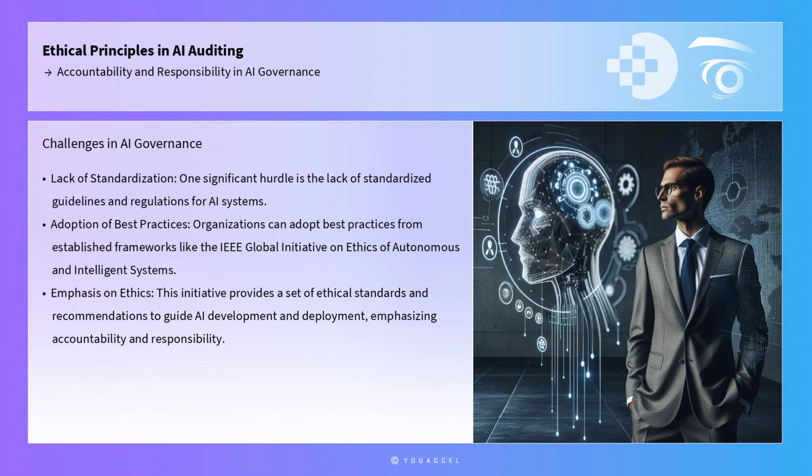The implementation of accountability and responsibility in AI governance is not without challenges. One significant hurdle is the lack of standardized guidelines and regulations for AI systems. In response to this, organizations can adopt best practices from established frameworks like the IEEE Global Initiative on Ethics of Autonomous and Intelligent Systems. This initiative provides a set of ethical standards and recommendations to guide AI development and deployment, emphasizing accountability and responsibility. By adhering to these guidelines, professionals can enhance their proficiency in AI governance and ensure that their systems operate ethically and responsibly.